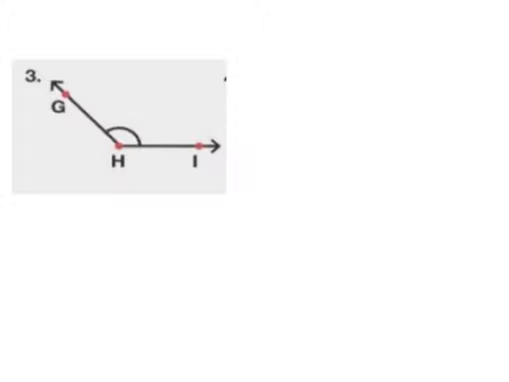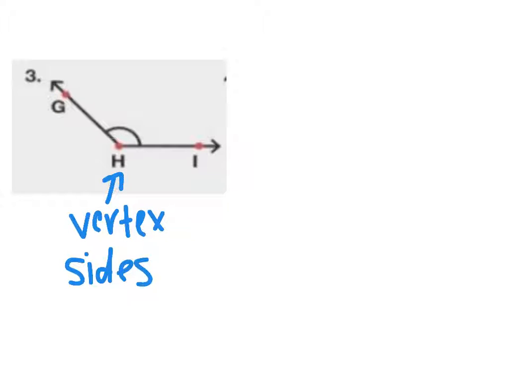Alright, in this next example, H here is the vertex. And your sides would start at the vertex, so H, and go towards I, or it could start at H and the other side would go towards G. Those are your sides.